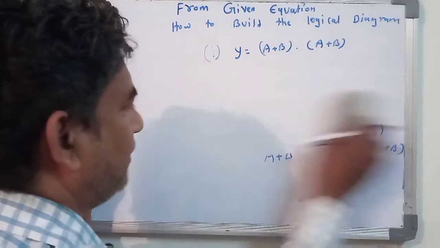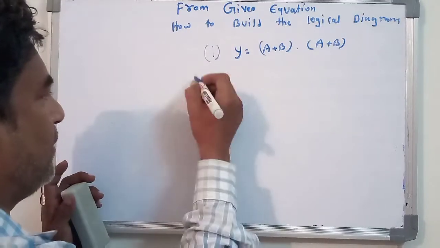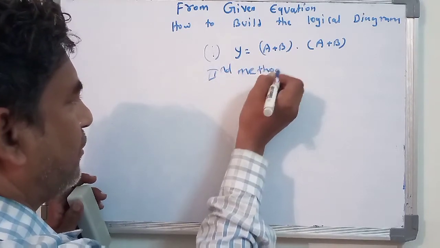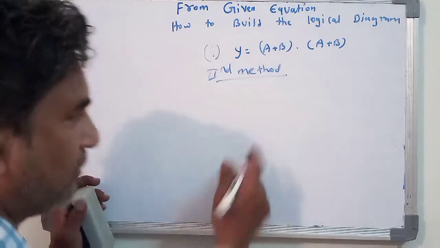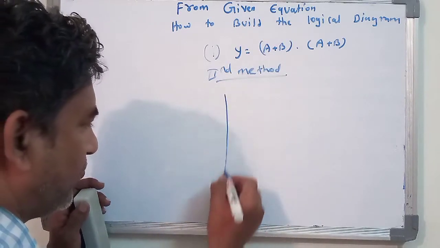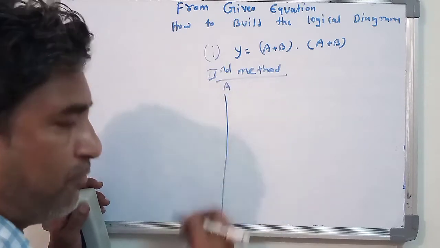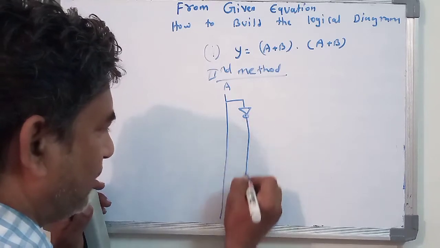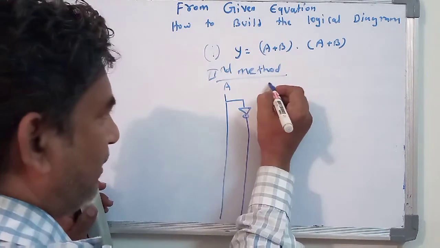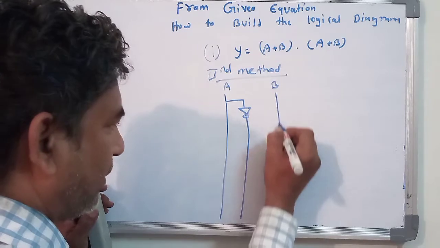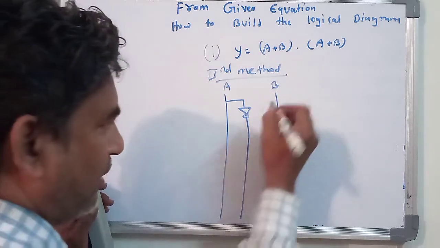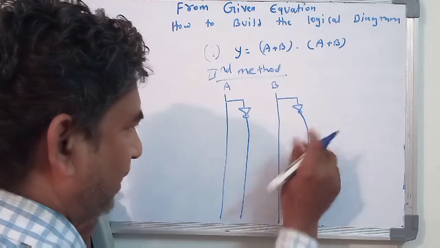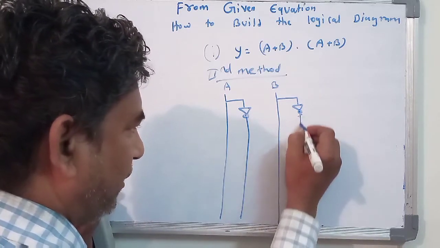Now in the second method, you may draw this also. Okay, what you have to do? You have to draw two lines with the A input, and the inverting terminal input is drawn like this, and for the B input, again one line has to be drawn, and in parallel again one inverter is connected with the B input like this.